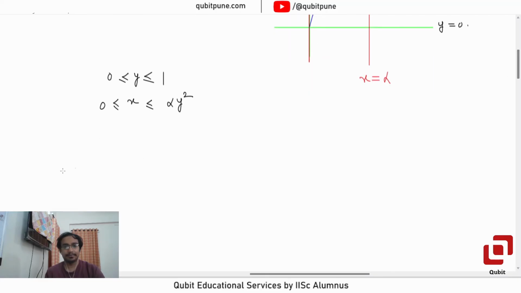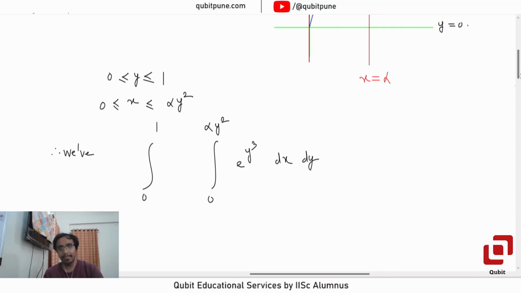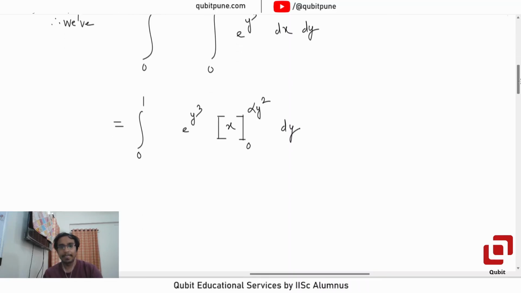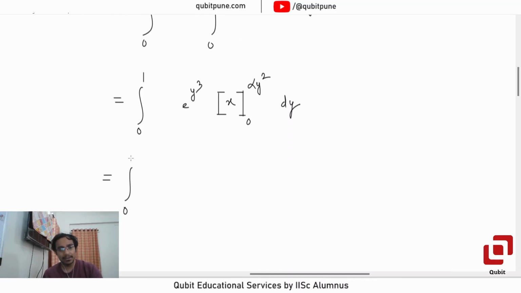So we have y going from 0 to 1, x going from 0 to alpha y squared, e raised to y cube dx dy. Let us first integrate it with respect to x. So that will be just x with lower limit 0 and upper limit alpha y squared dy, right? 0 to 1, e to the power y cubed into alpha y squared dy.